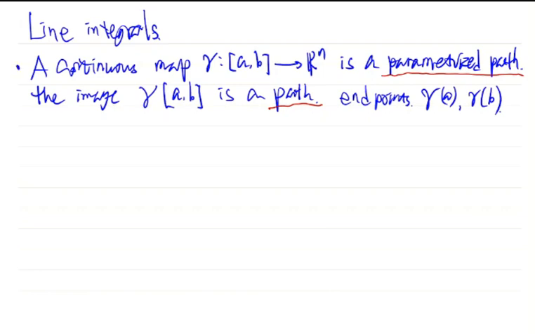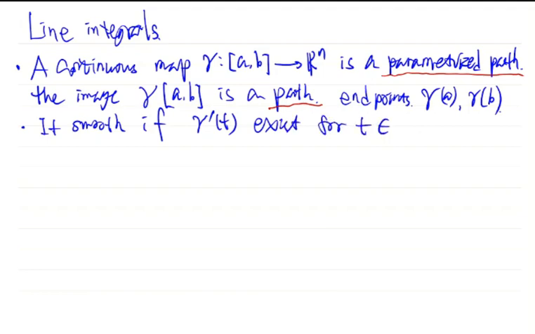The second notation is the smooth parametrized path. Smooth: if this map is differentiable for every t in the open interval, so the derivative exists for t in the open interval. So we can take the derivative.